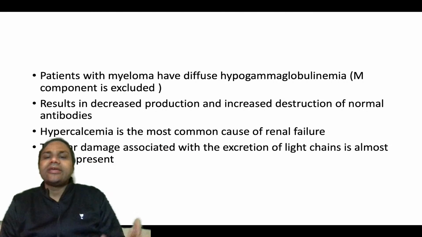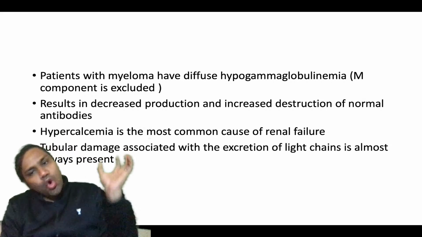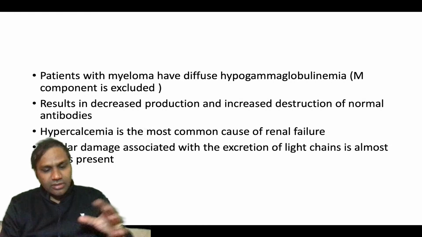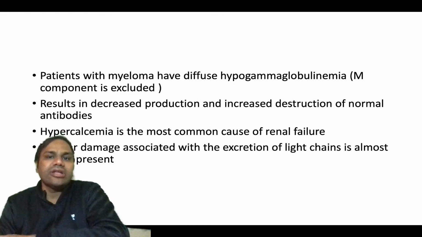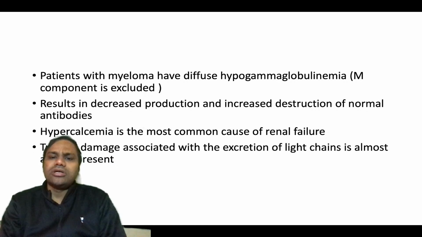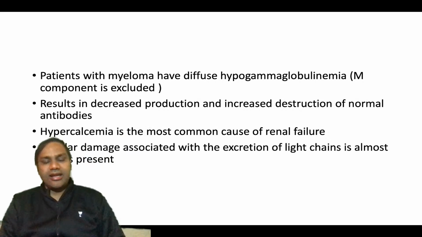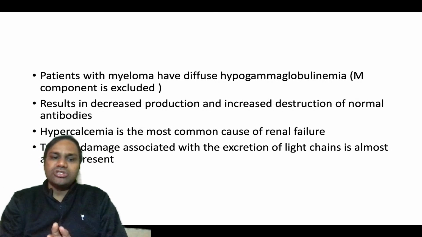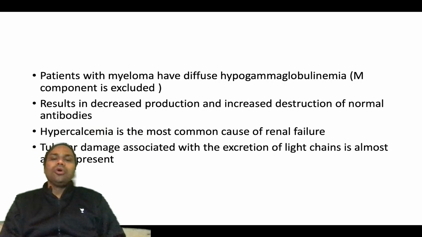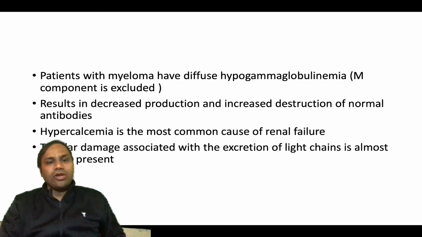For example, diabetic nephropathy. In diabetic nephropathy, obviously there will be a problem in the glomeruli, and hence there will be more albumin in the urine. Urine में albumin का ज़्यादा secretion होगा, ठीक है? But when we talk about multiple myeloma, what happens? There is hypogammaglobulinemia and M proteins are increased. More light chains are deposited, and because of that light chain deposition there is more tubular damage. Tubular damage is most commonly always present in multiple myeloma.